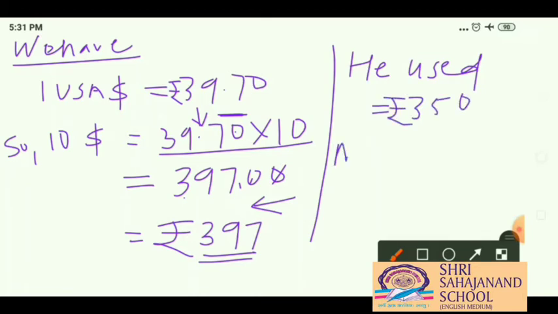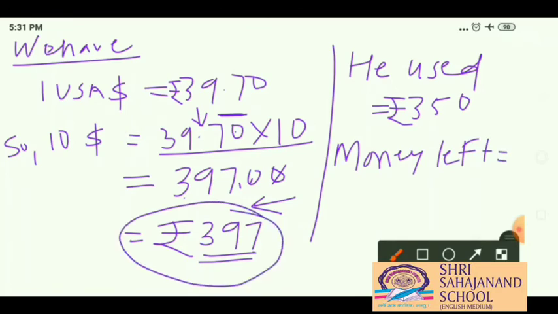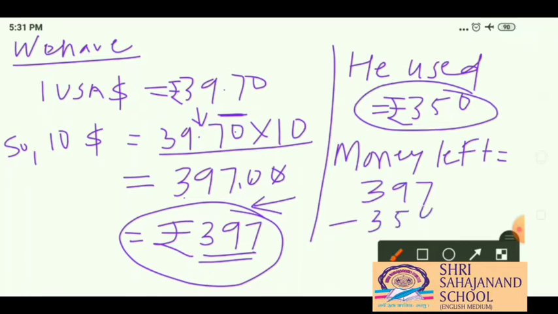So now we can write money left. How much money is left with him? Money left is equal to the total money he got from his uncle, which is 397, minus the money he used, that is 350. Now subtract it and get the answer. 7 minus 0 is 7, 9 minus 5 is 4, and 3 minus 3 is 0. So he is remaining with only 47 rupees.